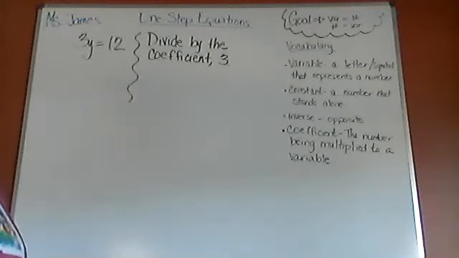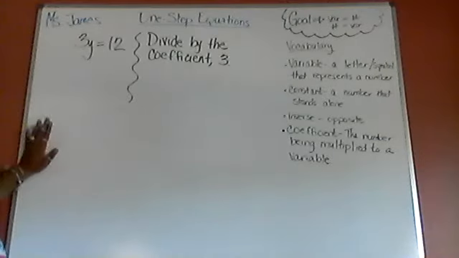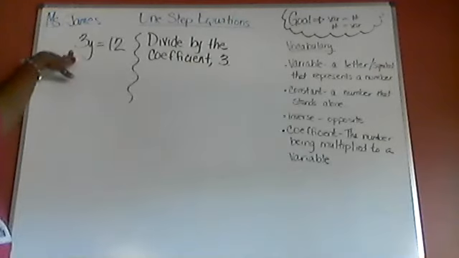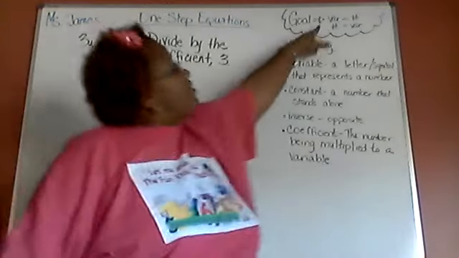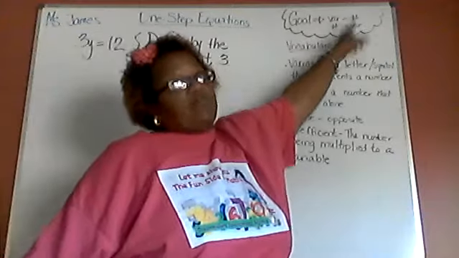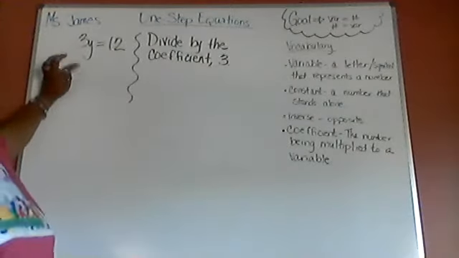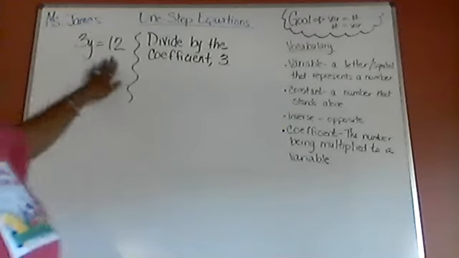Why are we going to divide in this problem when it's a multiplication equation? The reason is that division is the inverse operation for multiplication. And also our goal is to get a variable equal to a number. Our variable in this case is y. So we want y to equal some number.